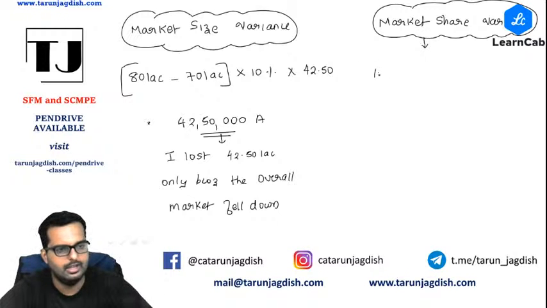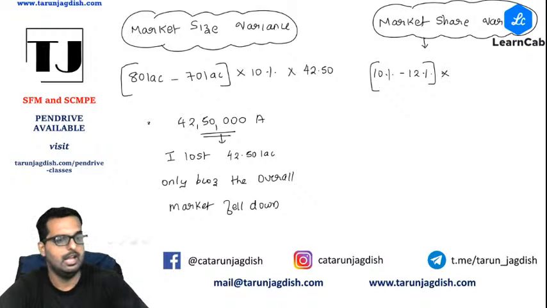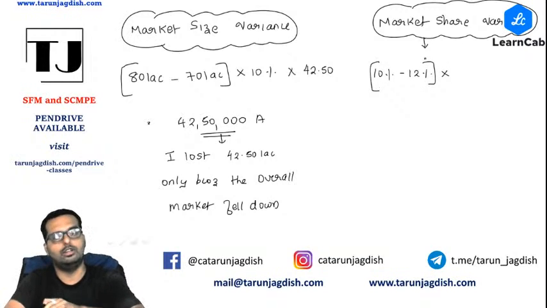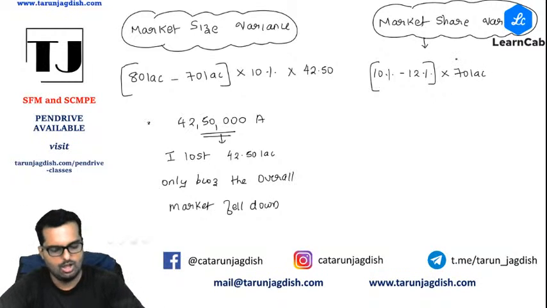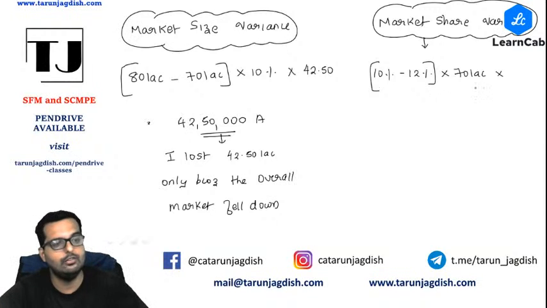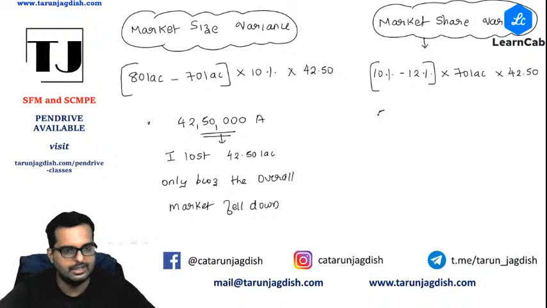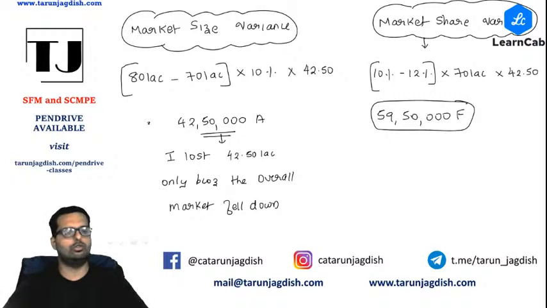Market share variance means his original share was 10%, but his actual share turned out to be how much? 12%. How much is the overall share increase that he's got over here? 2% is increased. Actual industry sale is how much? 70 lakh. So of 70 lakh, 2% increase means 1 lakh 40,000 increase has happened over there. Am I right? That is going to be his favorable thing into 42.5. So 70 lakh being actual rolls into 2% into 42.5 if I do, I am getting the answer as 59 lakh 50,000 favorable.